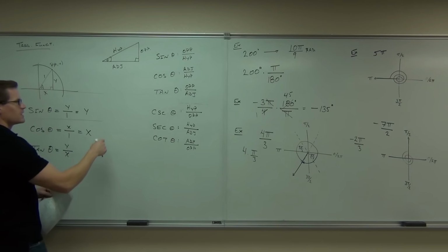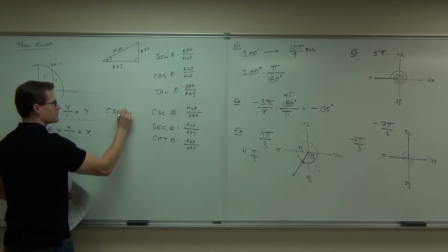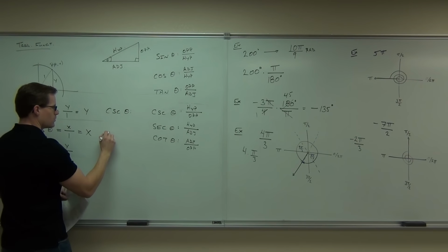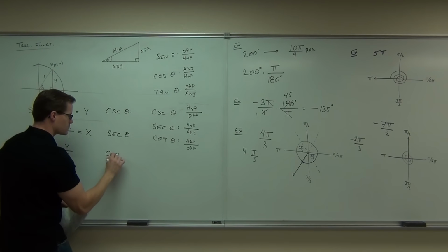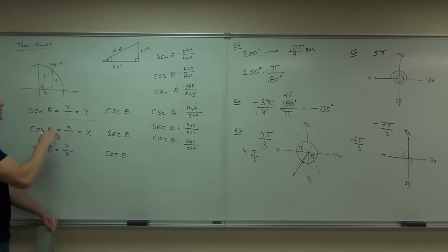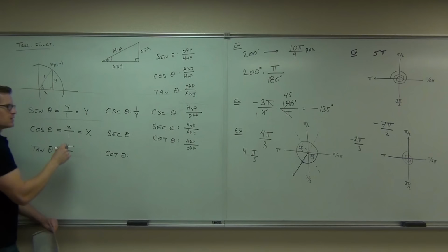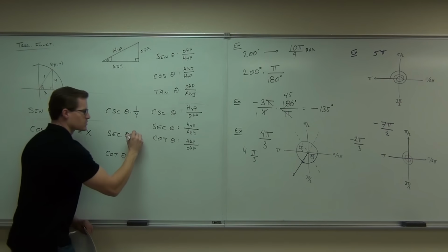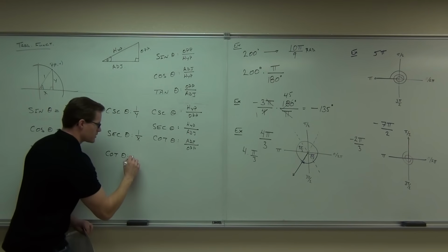Now you can also do this with our reciprocals here. Instead of opposite over hypotenuse, as far as the unit circle goes, we get cosecant, we get secant, and we get cotangent. They're just the reciprocals of our identities here. So if sine is y, cosecant's 1 over y. If cosine's x, secant is 1 over x. Tangent's y over x, cotangent's x over y.